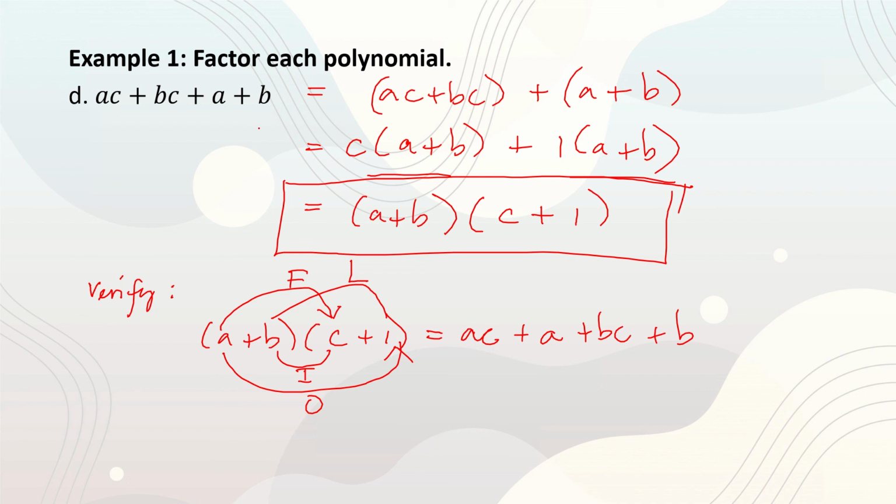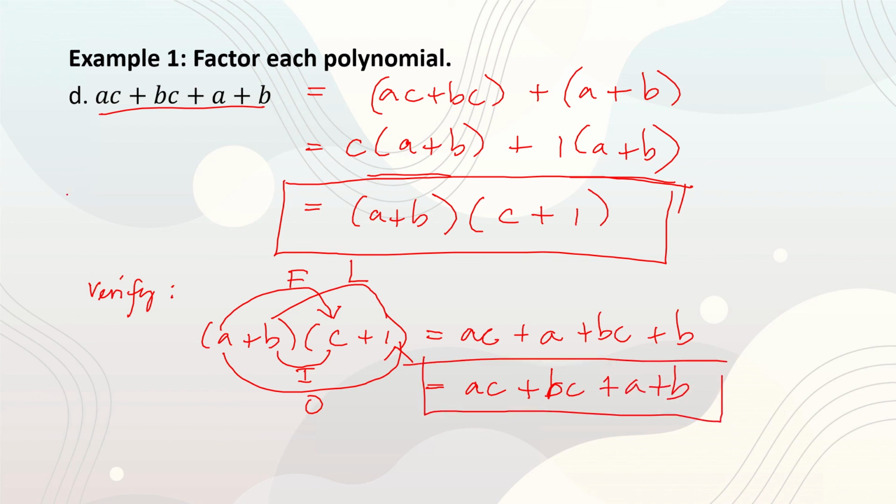Did we get the same answer? Yes, it's the same. It's just that it's in different order, but we can always reorder the terms because addition is commutative. So AC plus BC plus A plus B. So in short, your answer here is correct.